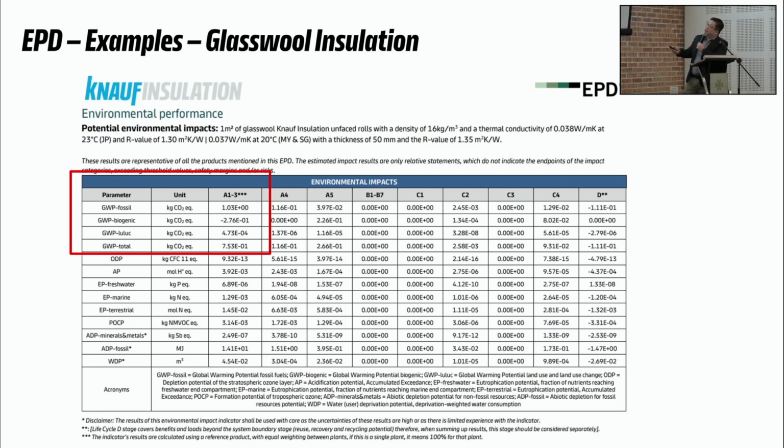Okay, by reading this total, it means that the kg CO2 equivalent is 0.75 for this product, for 1 square meter of this product. If you want to compare something similar, make sure you are comparing apple to apple. Okay? This is example number 1.